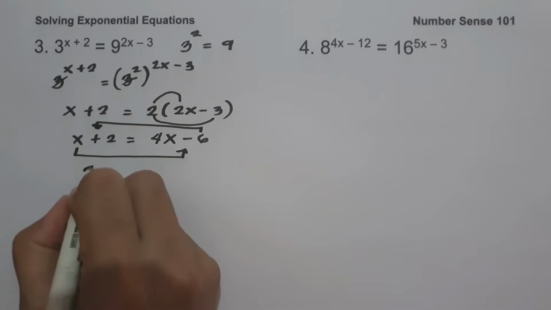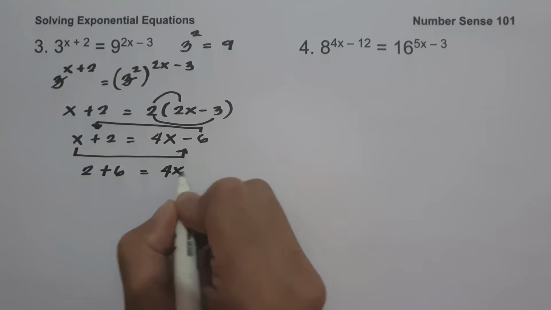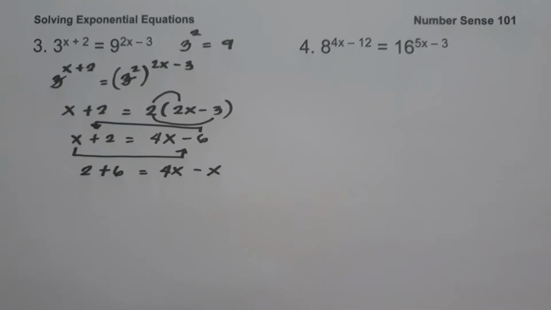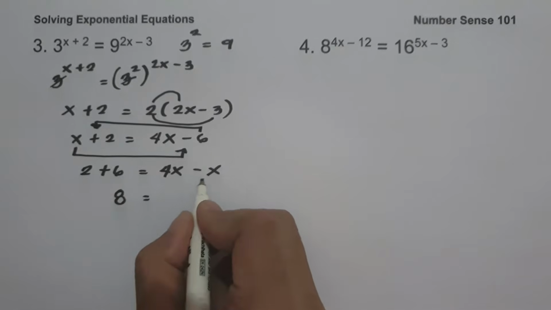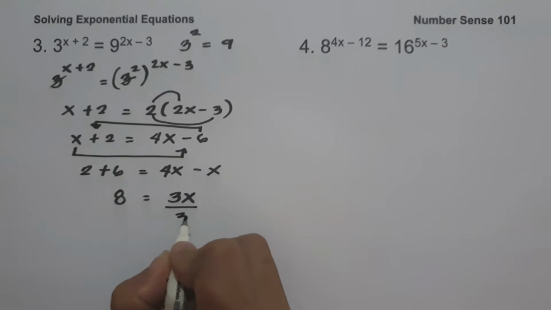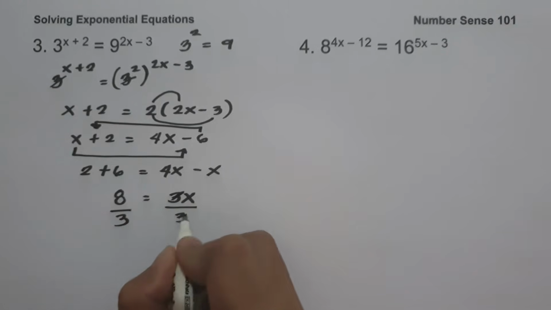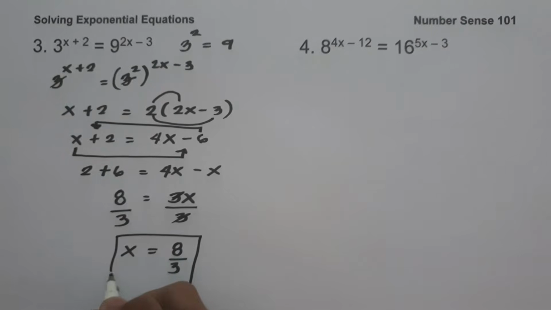So this will be 2 plus 6 equals 4x minus x. 2 plus 6 is 8 and 4x minus x is 3x. Let us divide both sides by 3. Let us cancel this one. So x is equal to 8 over 3. And this will be our answer.